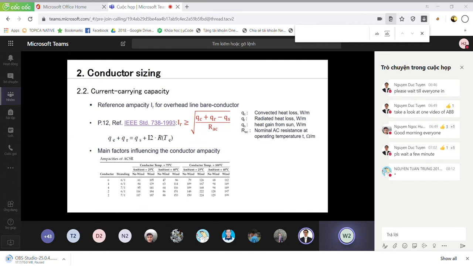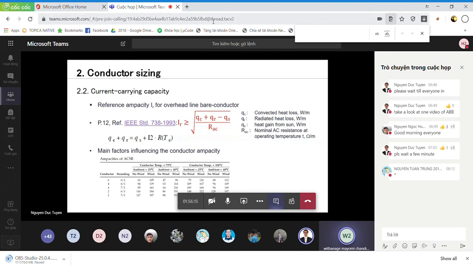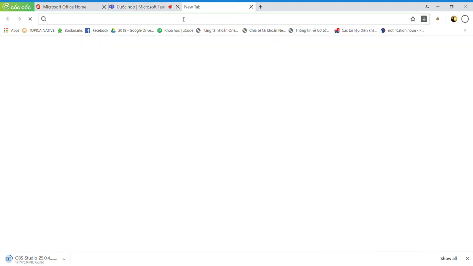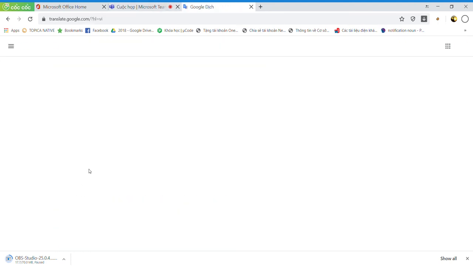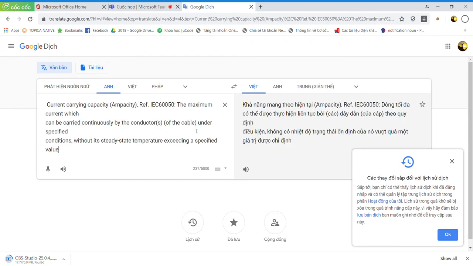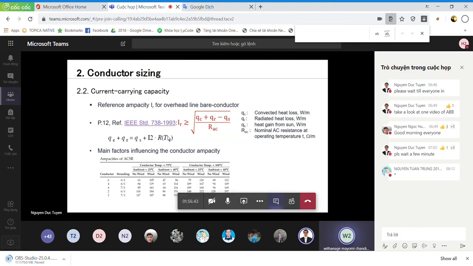The reference ampacity, which we symbolize as IR, for overhead bare conductor. Therefore, we have an inequality for it. IR is greater than or equal to the square root of (QC plus QR minus QS) over RAC. QC here is convective heat loss, and QR is radiated heat loss. QS here is heat gain from the sun. RAC is the nominal AC resistance at the operating temperature. Okay.